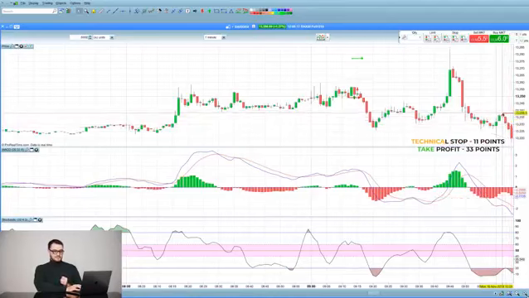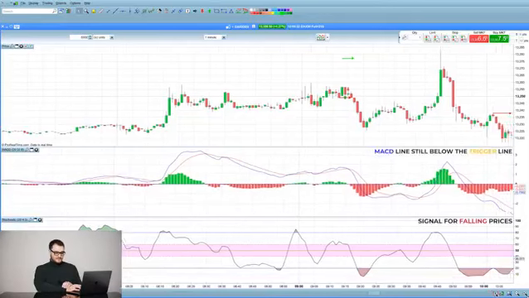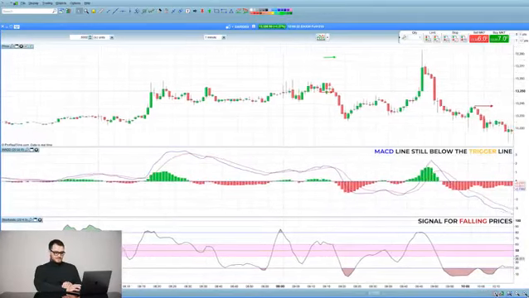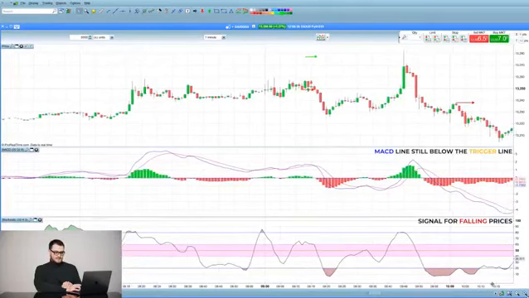And here is our stop. It's once again a technical stop, not a fixed one. So it is easy to understand. And let's see what happens. Oh, so far everything is great and we are having some nice profit.